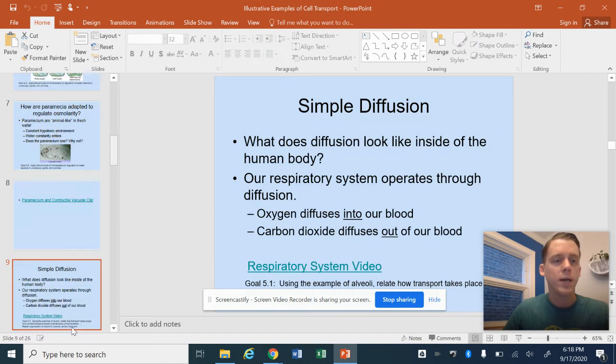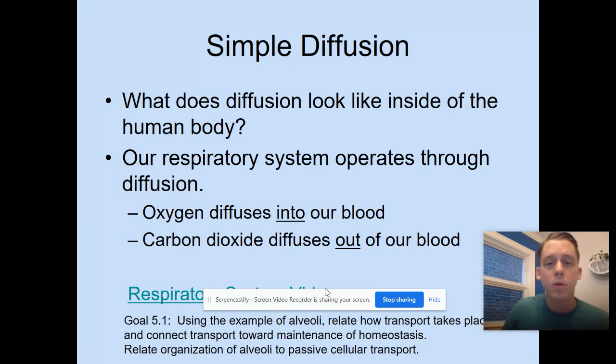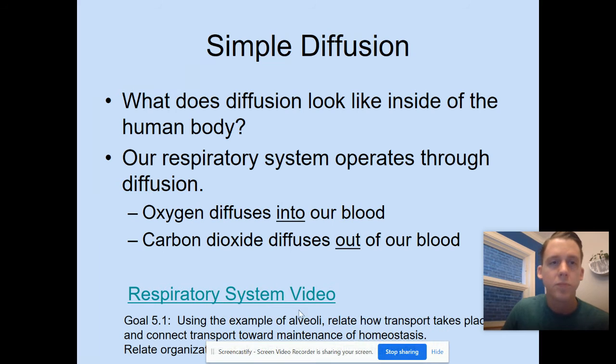Now as we go back, our last example is going to be of simple diffusion. So simple diffusion, what does diffusion look like inside of the human body? This is going to be our big example, and our example is going to be the respiratory system. So a few things to keep in mind.